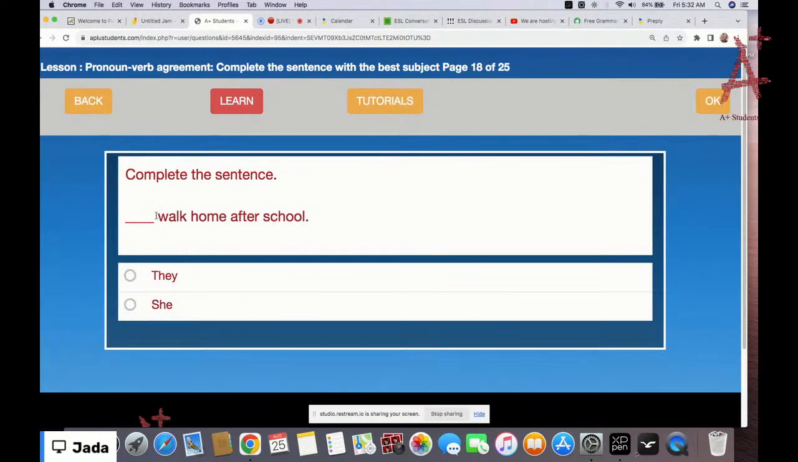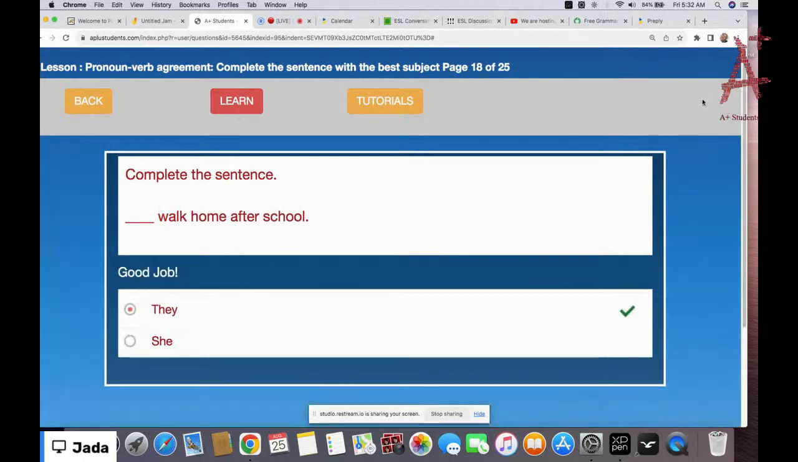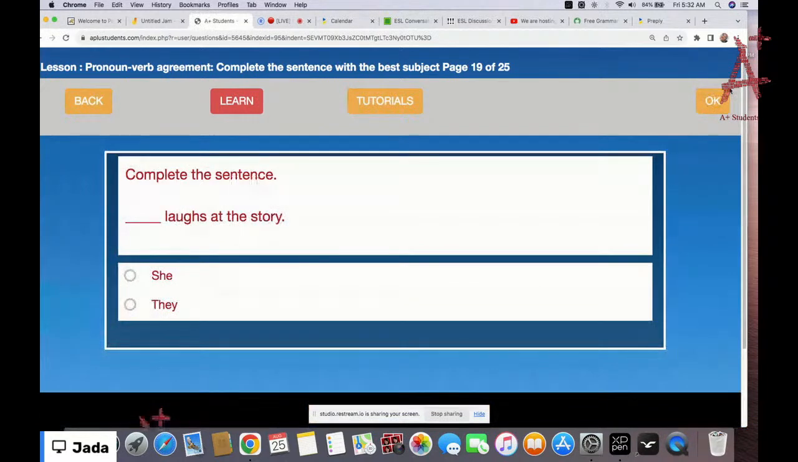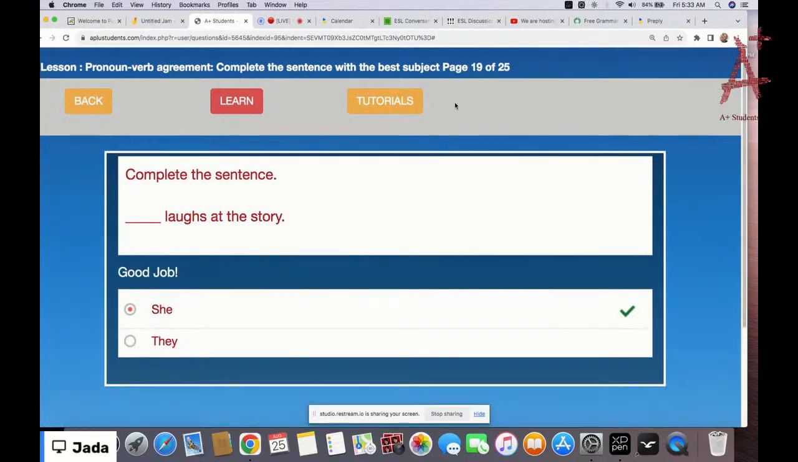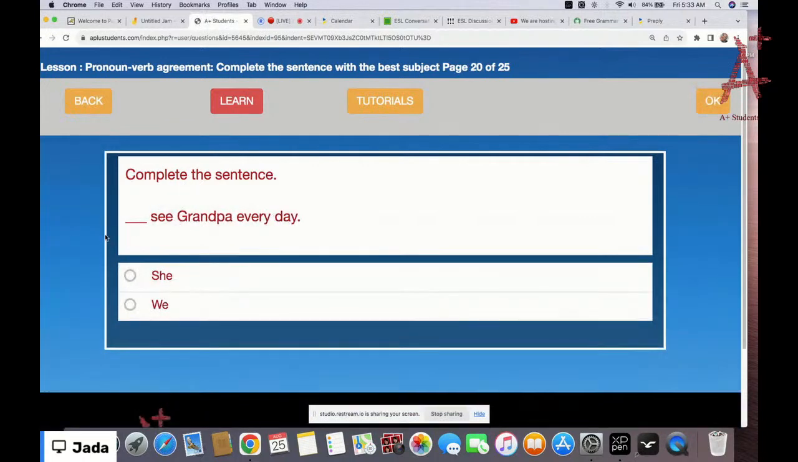Dash walk home after school. Walk doesn't have an S, so it's going to be they. Dash laughs at the story. Laughs, with S. So it's going to be singular. Dash see grandpa every day. So see, no S. We see. Dash hide the ball. Hide, no S. So we hide the ball.